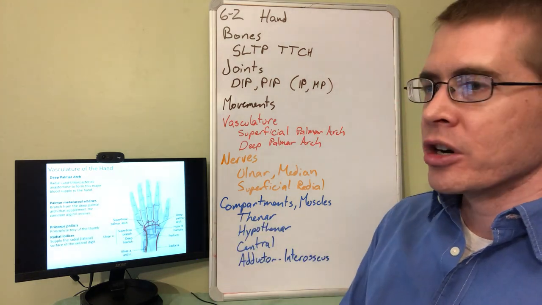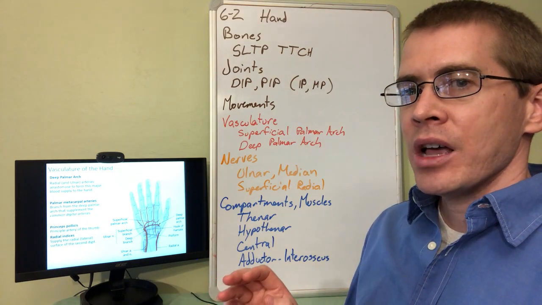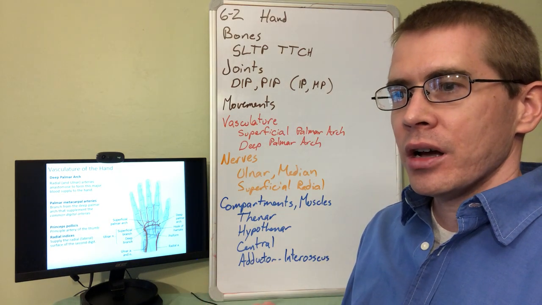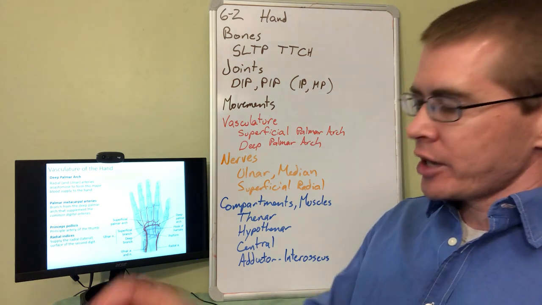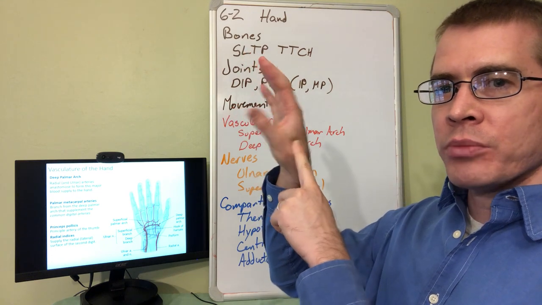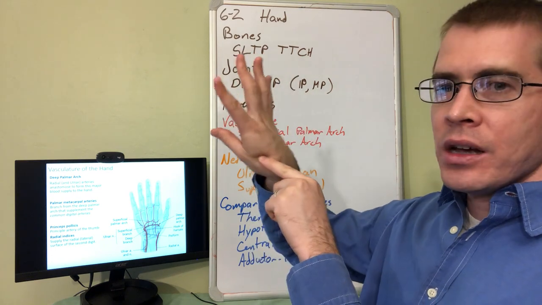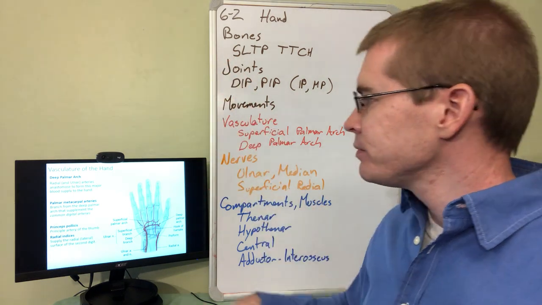The deep palmar arch is going to be deeper than those structures. In fact, it passes behind the metacarpal bone of the thumb. So you can actually find the deep palmar arch both on the palmar side and on the dorsal side in that interosseous space.